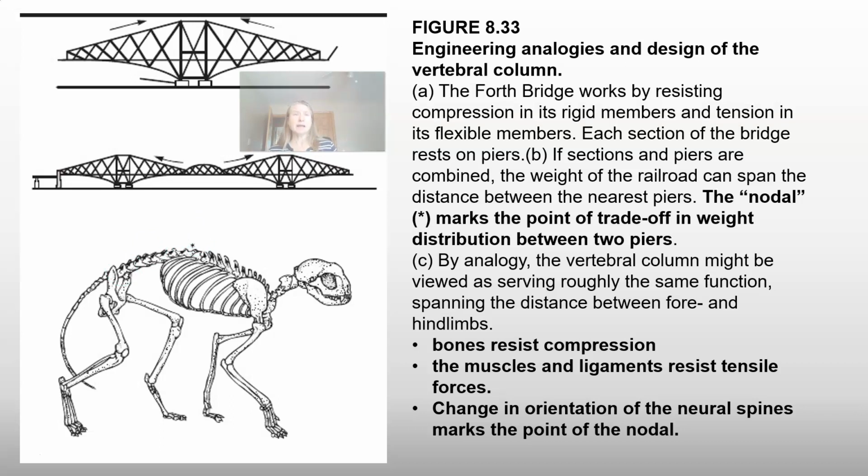So big take-home points are in bold here. Bones are going to resist compression. The muscles and ligaments are going to resist those tensile forces, those pulling apart forces. And the change in orientation of these neural spines is going to mark the nodal point where these forces differ. So again, it's a lot of fun. Hopefully you can get in the lab or look at different pictures online of the vertebrae and see if you can see that inflection point.